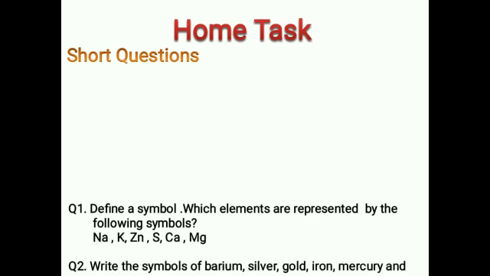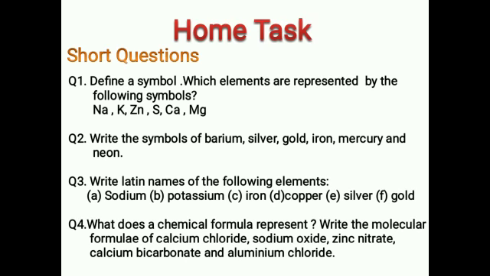The last is the home task. There are 4 short questions from the book. Question number 1: define a symbol. Which elements are represented by the following symbols? Na, K, Zn, S, Ca, Mg. Question number 2: write the symbols of barium, silver, gold, iron, mercury and neon.